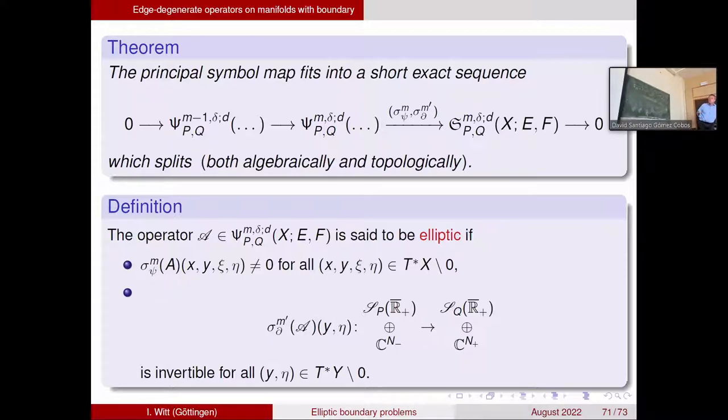Ellipticity, in a well-organized calculus, is always the pointwise invertibility of all principal symbols. Our principal symbol has two components. If the principal symbol is just a function, then pointwise invertibility means it is non-zero everywhere. If it is operator valued, then for every y, this operator has to be invertible.